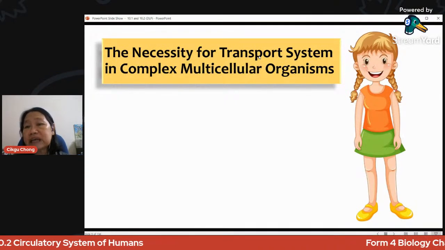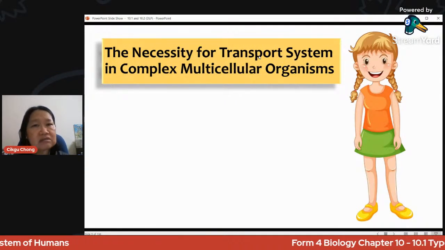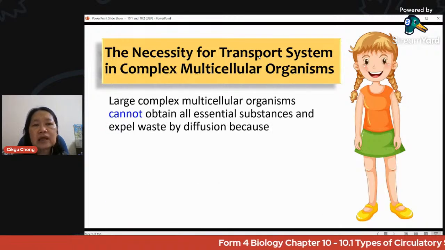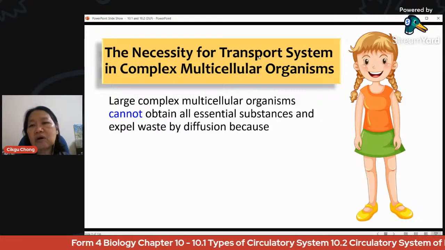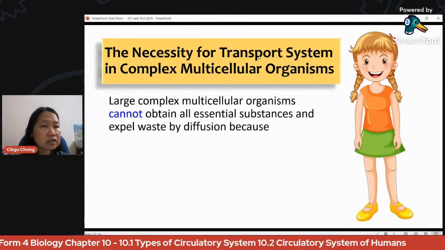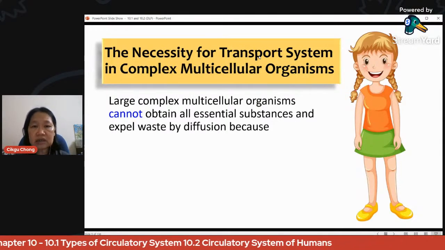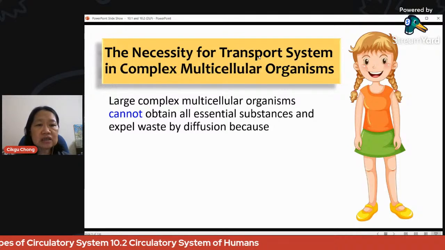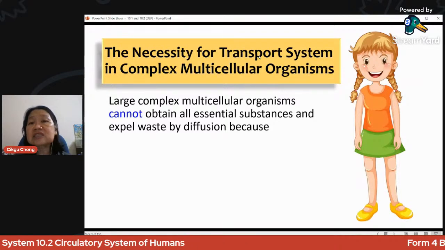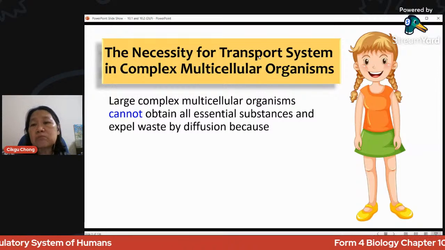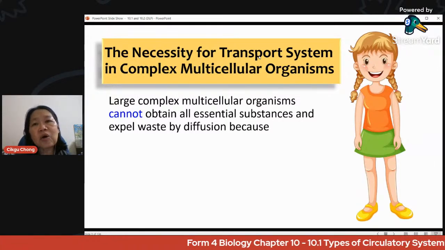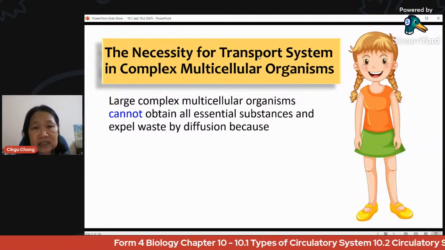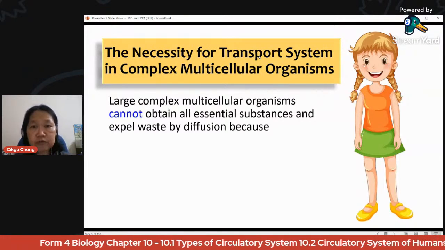So why organisms like us, let's say we are human, right? Look at the girl, she's human. So large complex organisms cannot obtain all they need, for example, the oxygen and the nutrients, and also expel the waste by diffusion across their surface. They cannot just move out the carbon dioxide through the skin, or have the oxygen come in through the skin. Simply because of a few reasons.